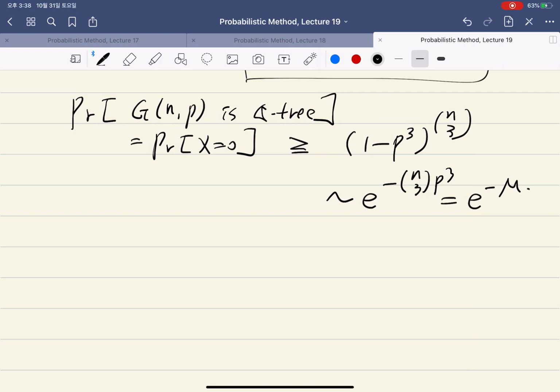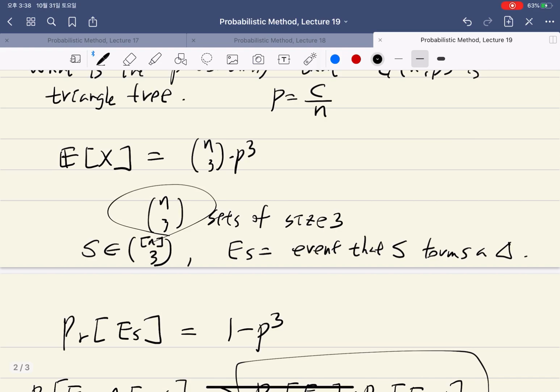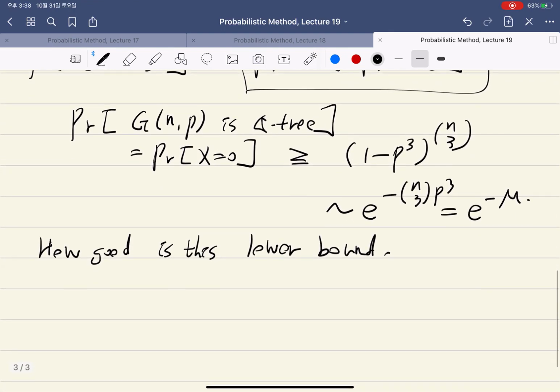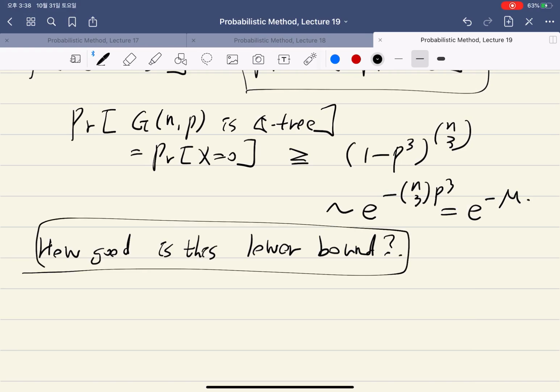But how good is this lower bound? Somehow the dependency between these events is weak, in the sense that there are n choose 3 such events, and once a given event S is given, the dependent events are the ones that share two vertices, so there are only about n of them which are dependent on this E_S, and the rest of them are not. So by using that, we want to also prove our upper bound.